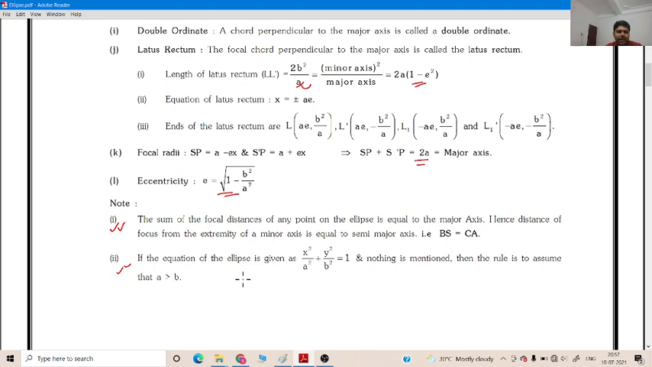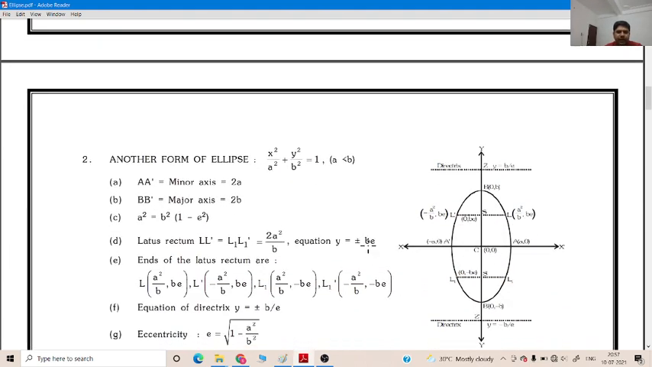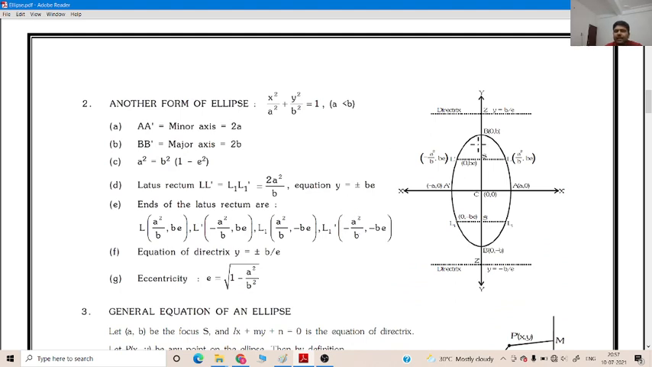If nothing is mentioned about the equation of the ellipse, then generally we assume a is greater than b. And another form of the ellipse is when the major axis is along the y-axis, in which case b is greater than a.